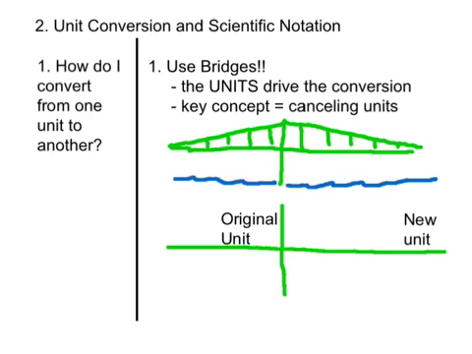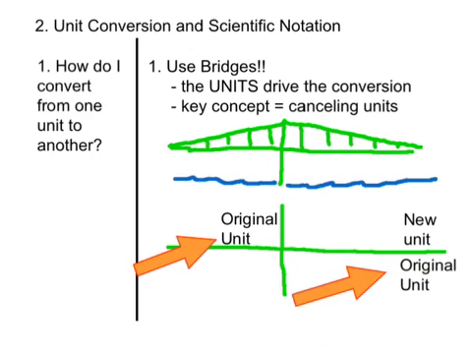Now to get rid of the original unit, we need to put that unit down on the bottom in order to cancel it. Okay, so we have our original unit on the top left-hand side, and in order to cancel that unit, we have to put it on the bottom right-hand side. Just like you see here. We're going to have the original unit at the top left and down on the bottom right, and our new unit is going to be on the top right-hand side of our bridge.